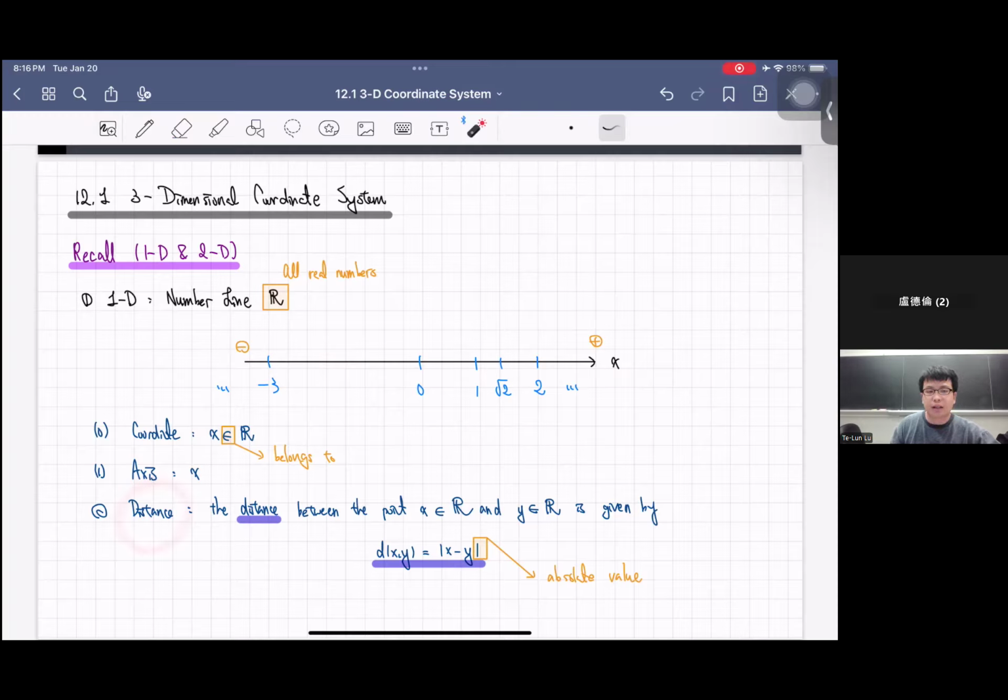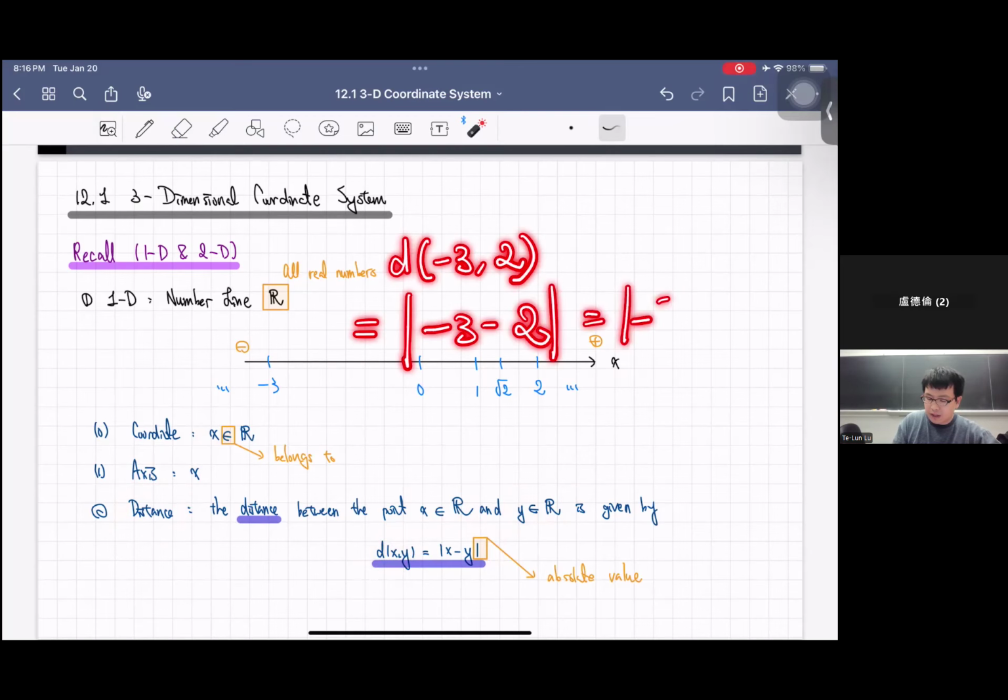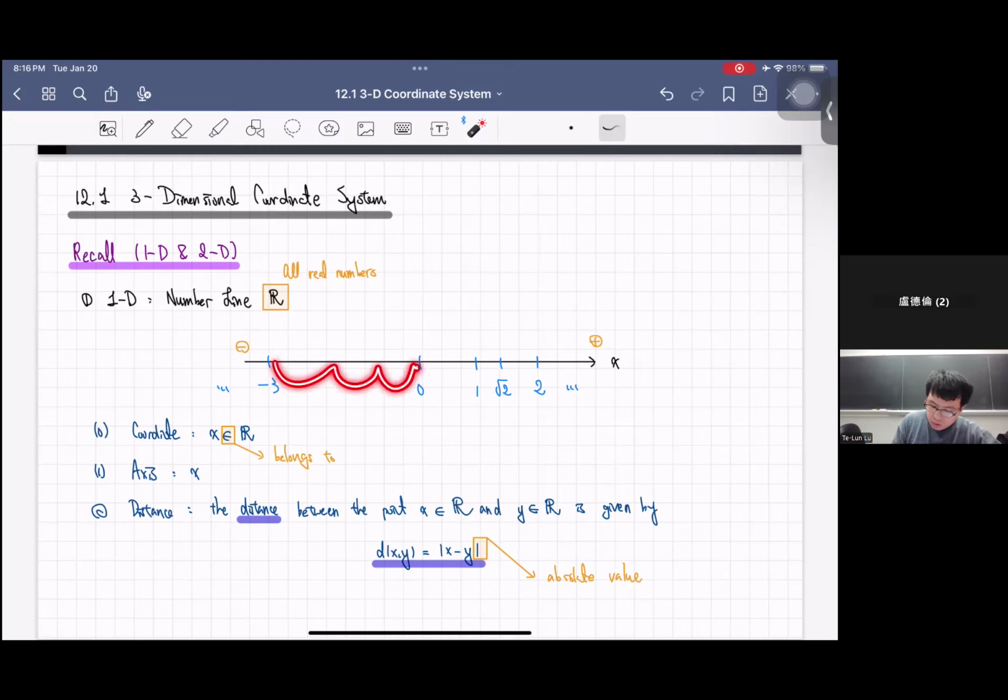Now, what is the distance defined on R? It is defined naturally by this formula. The distance between the point x and the point y is given by the absolute value of x minus y. For instance, if you want to calculate the distance between, say, -3 and 2, then it will be -3 minus 2, taking the absolute value, which in this case is -5, and then 5, okay? Because you have to go 1, 2, 3, then 1, 2 to 2, and that is 5 steps, right? So that's the distance defined on the 1D system.